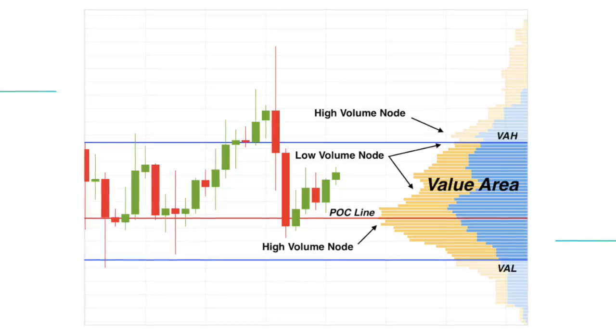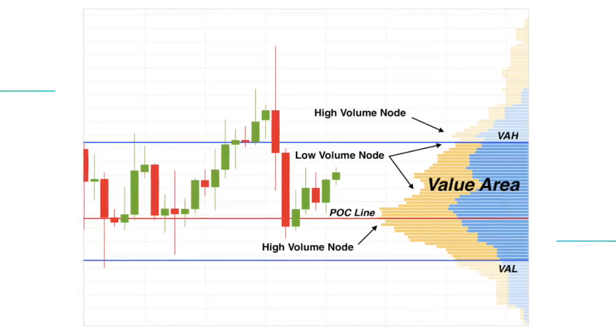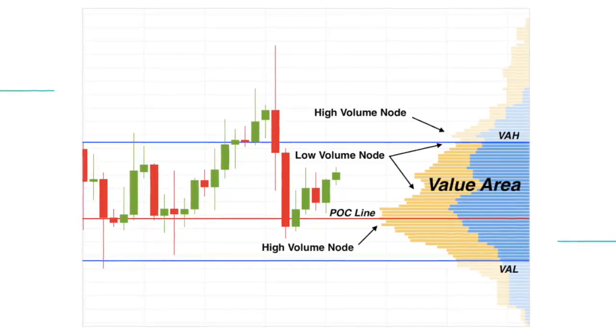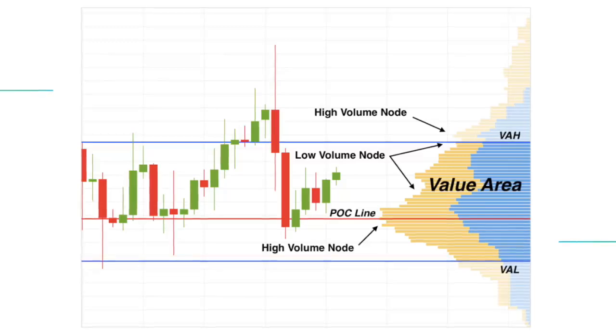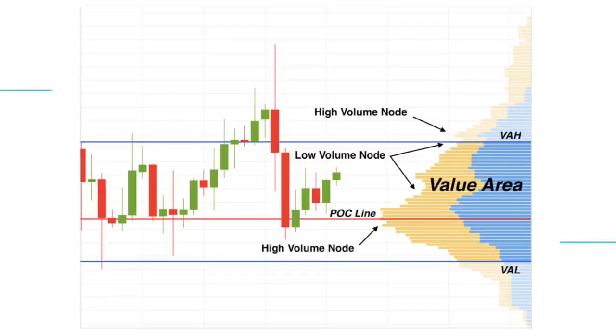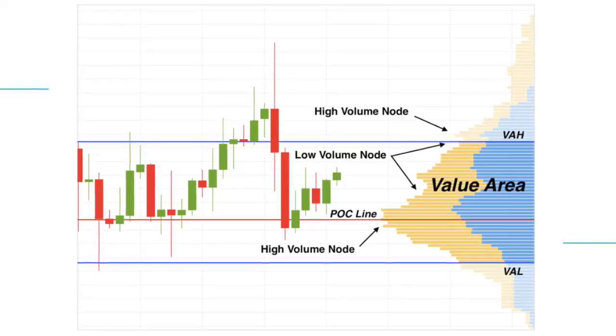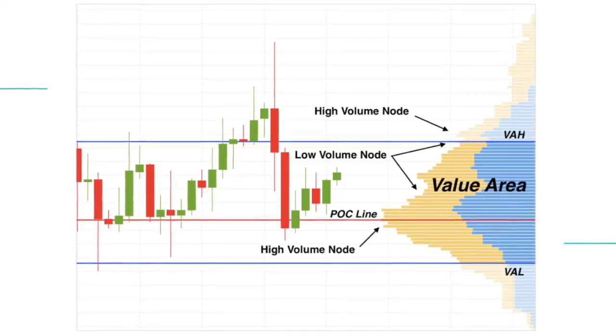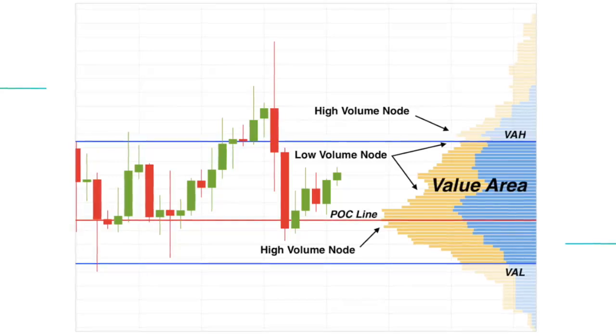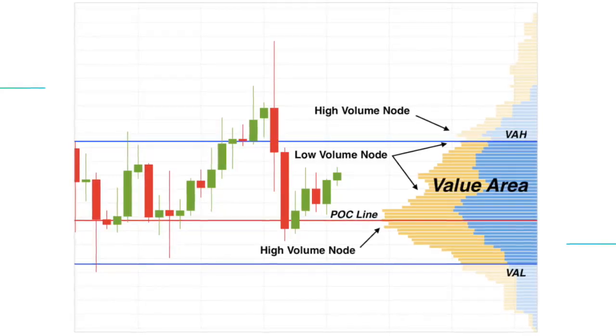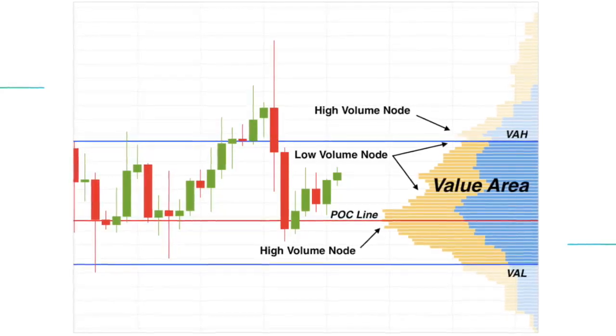To define the value area, this represents the price range with the most trading volume and participation over the specified time period. It indicates where the majority of trading activity is concentrated and is considered the fair market value. Now, simplifying that, these are the areas in price that have the most volume conducted there.